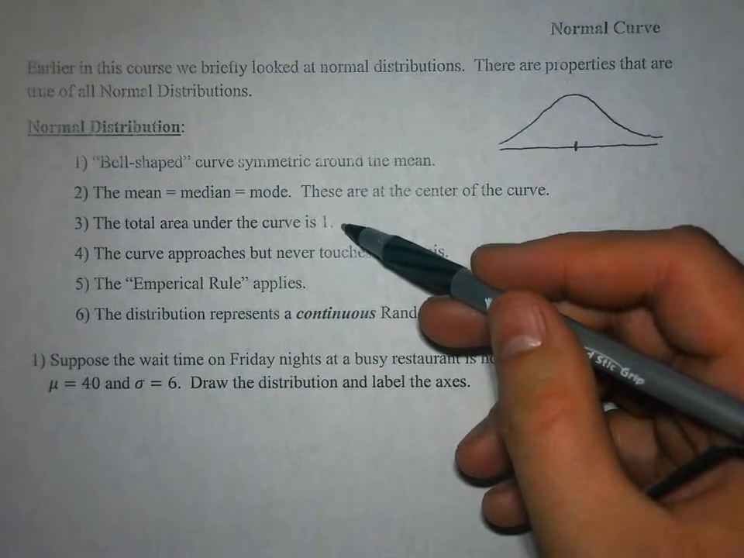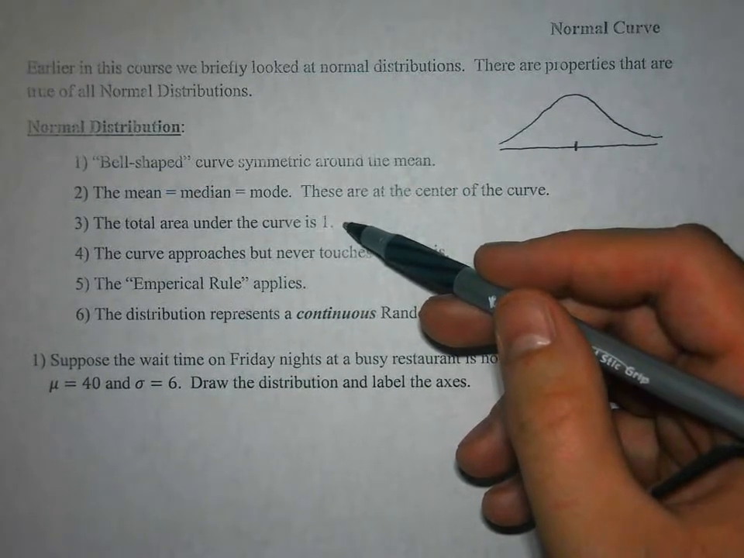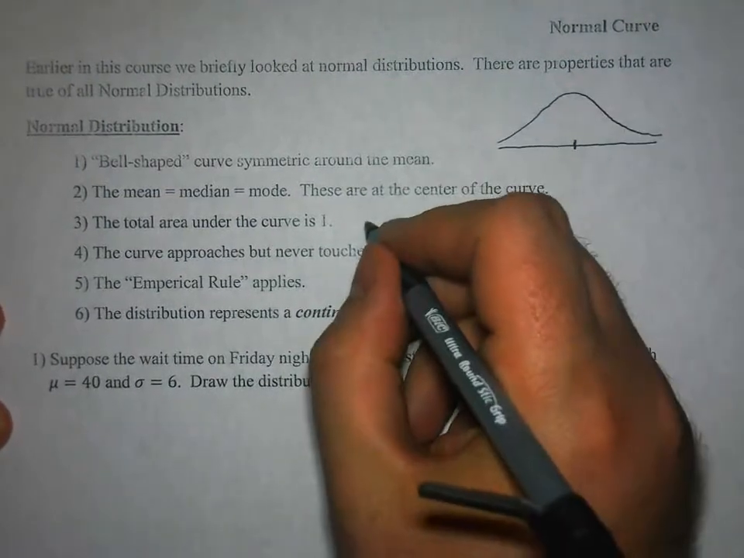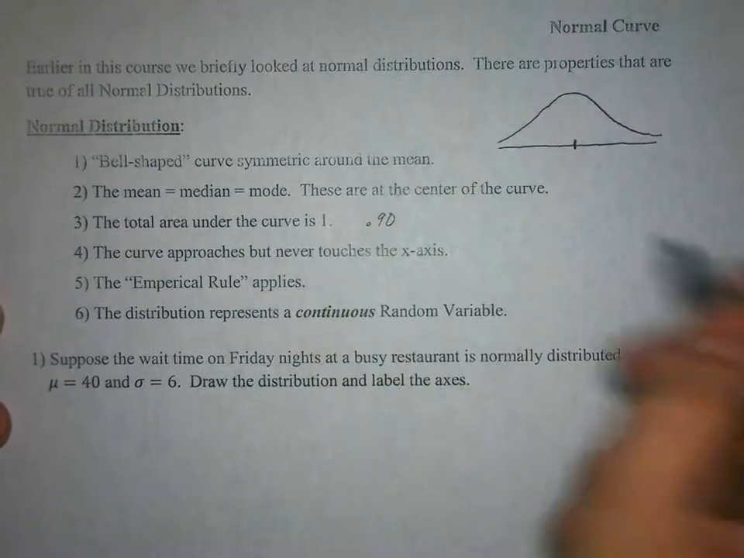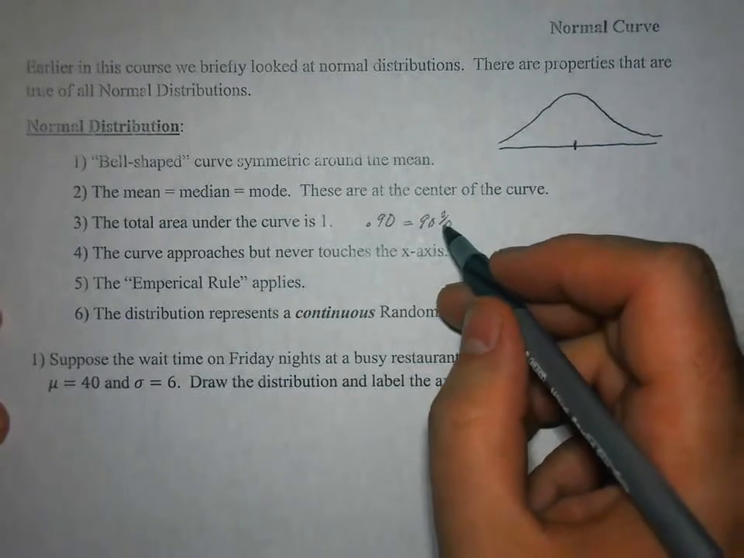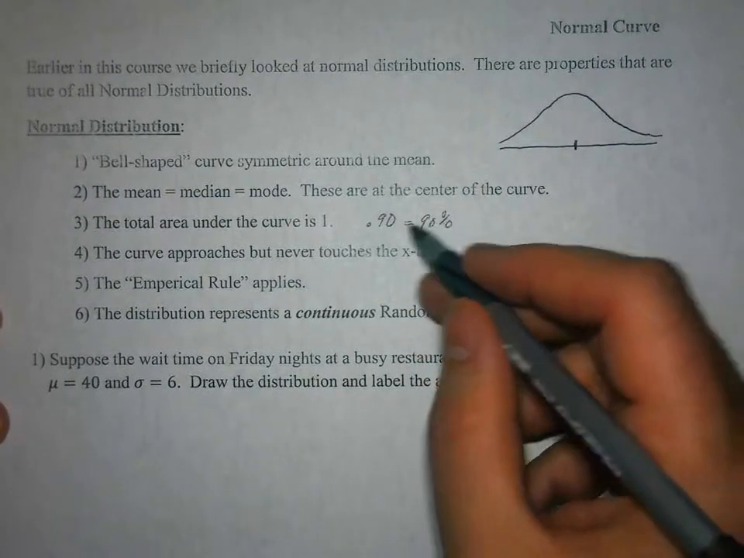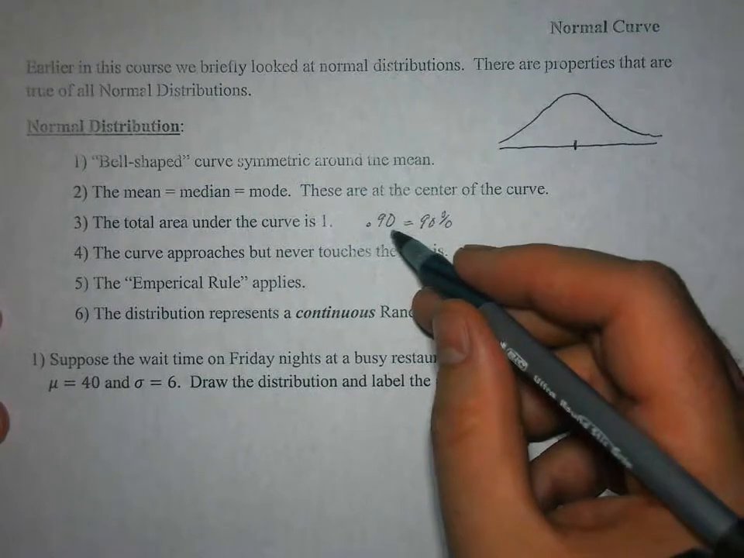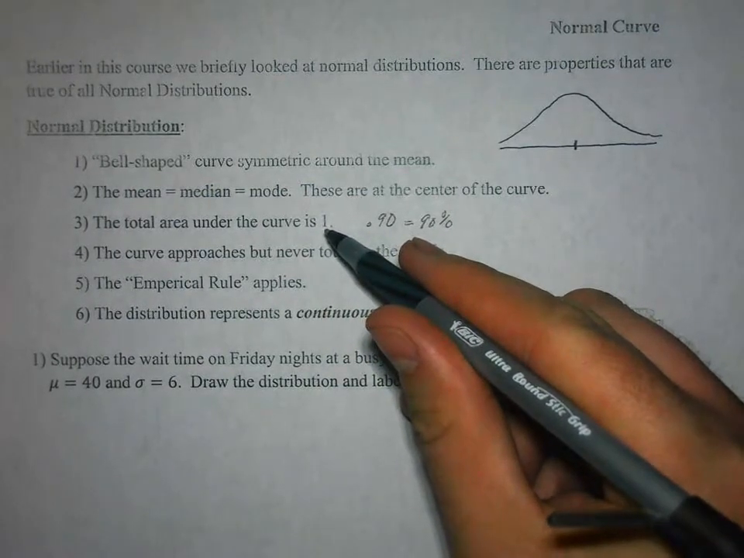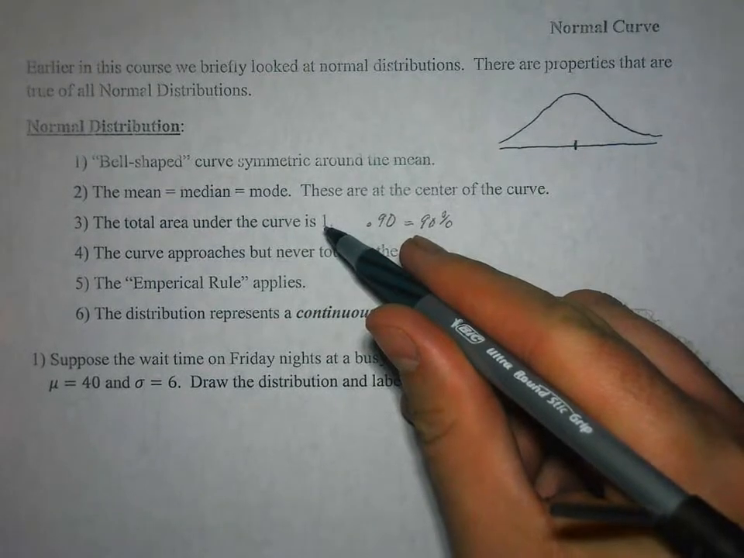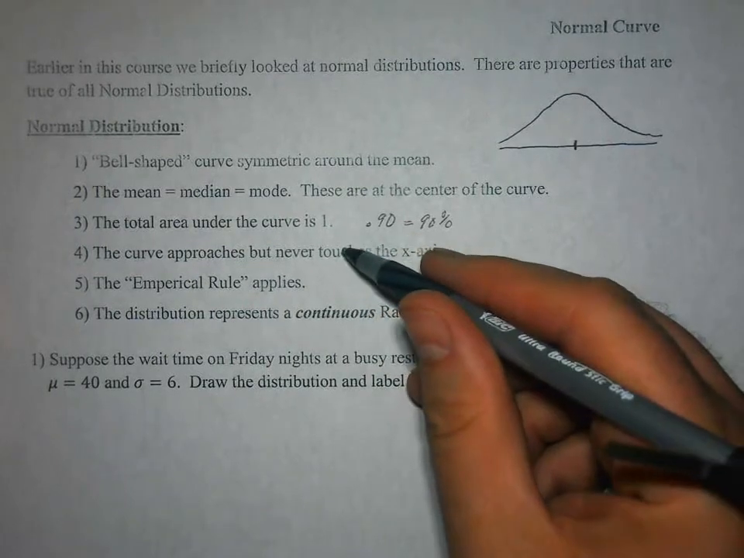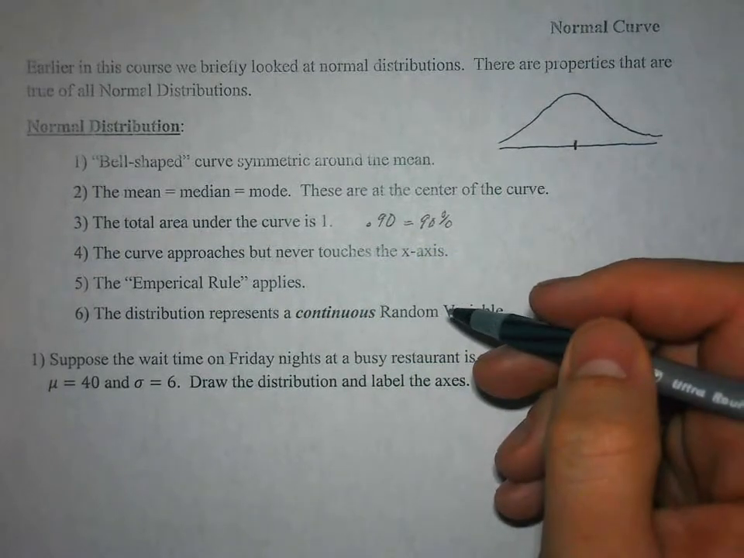The total area under the curve is 1. The way to think about that right now is think about percentages. If you had 0.90, you would think about that as 90%. So if you converted a percentage into a decimal, 90% is 0.9. Well, 100% would be 1. So you want to think about the total area under the curve being 1. Think about it as 100% of the data lies under the curve.